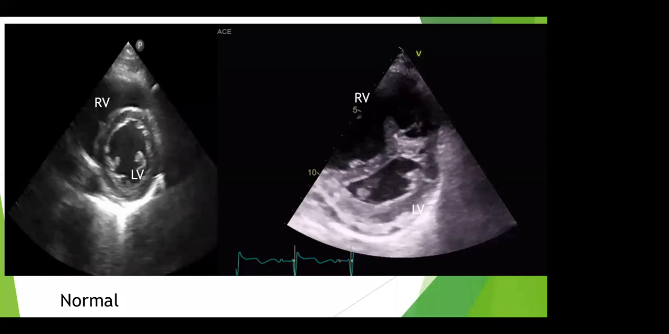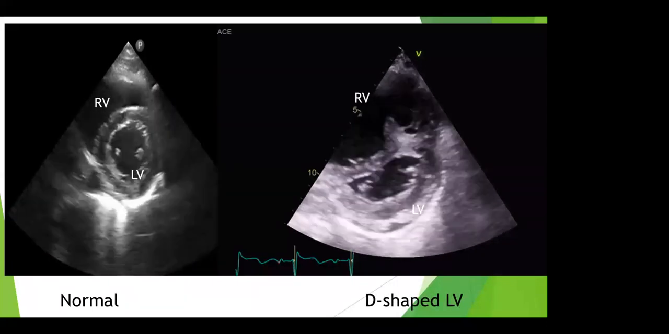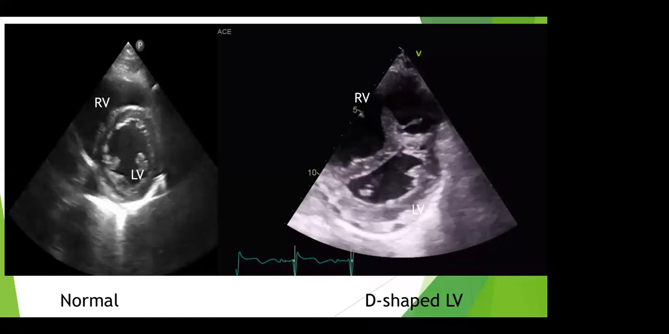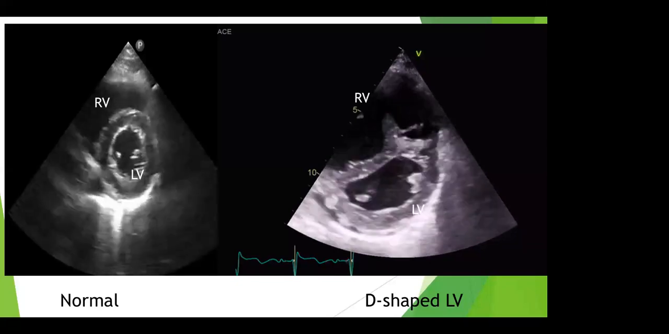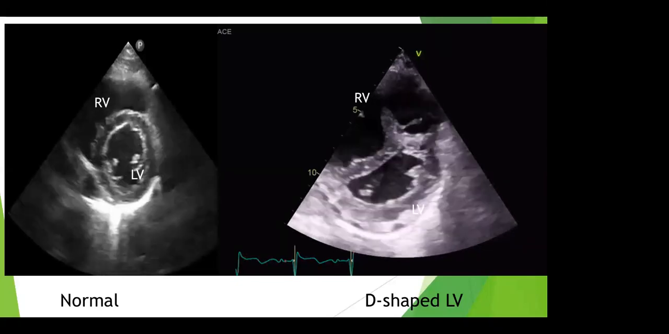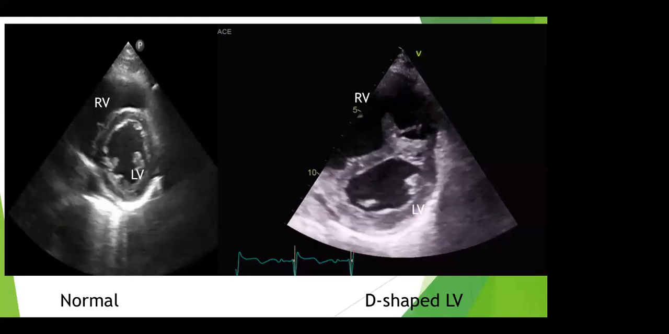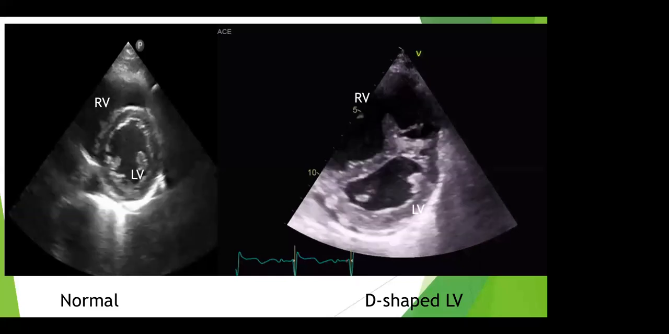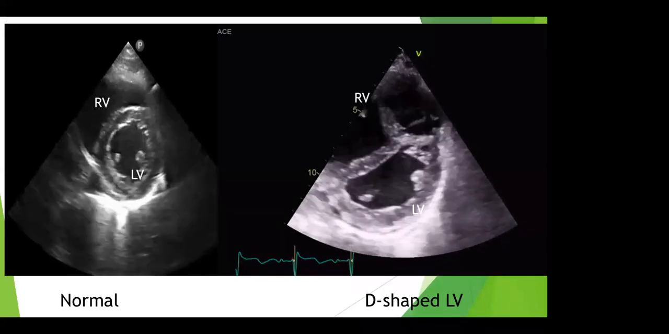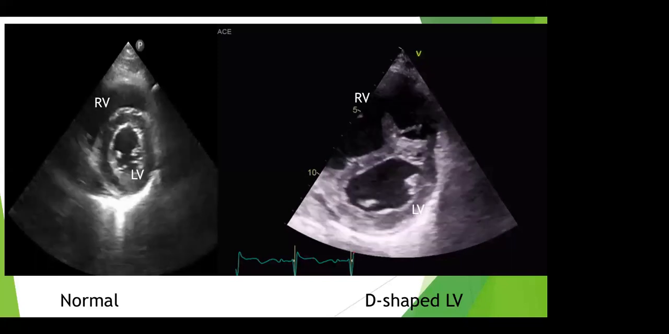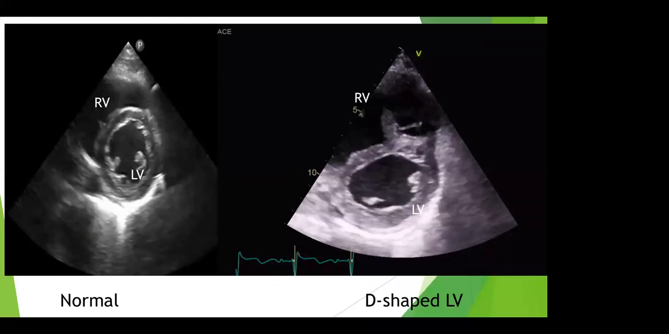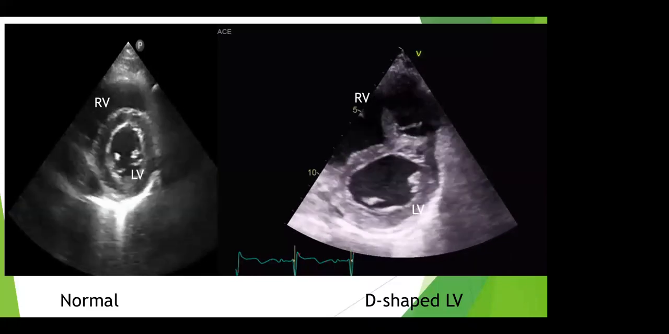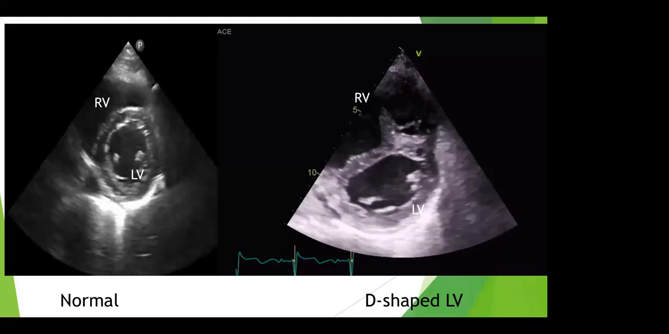In the parasternal short axis view, on the left side, we can see a normal heart. During systole, because the LV pressure is always higher in a normal heart, the septum is towards the RV. But in a patient with massive PE, the RV pressure is very high. That's why in systole, the RV pressure pushes the septum towards the left ventricle. So we can see the D-shaped LV in systole if there's right ventricular dysfunction.